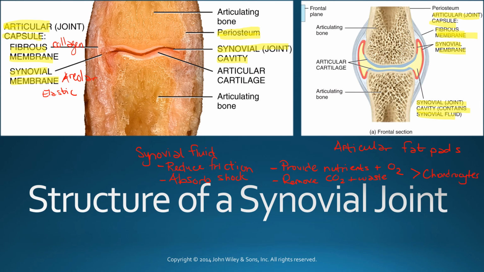Many synovial joints also contain accessory ligaments. These are called extracapsular and intracapsular ligaments.